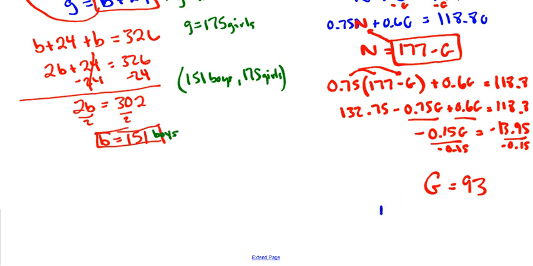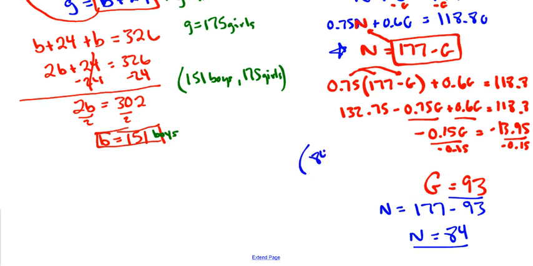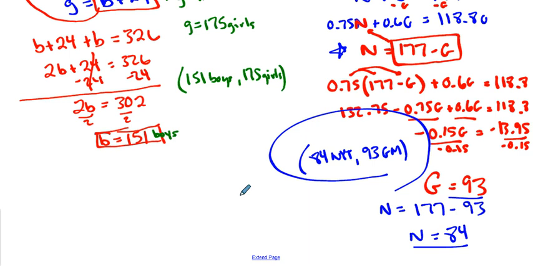And then my last step here is going to be to find out the number of New York Times. 177 minus G. That's this equation right here that I'm using. And 177 minus 93 gets me 84 New York Times. So there's your solution.